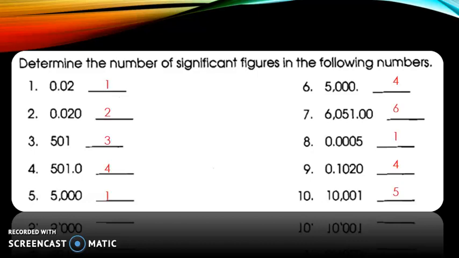So here are the answers to the significant figures question. You might want to hit pause so you can take a look and see all the different numbers here. And remember, if you have questions about determining the number of significant figures, you can always come in for some help.